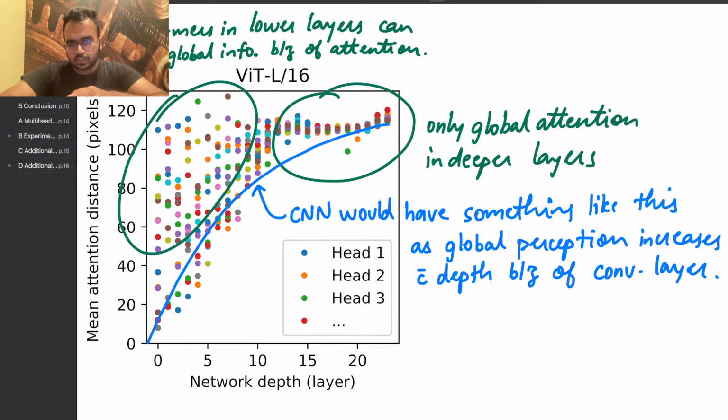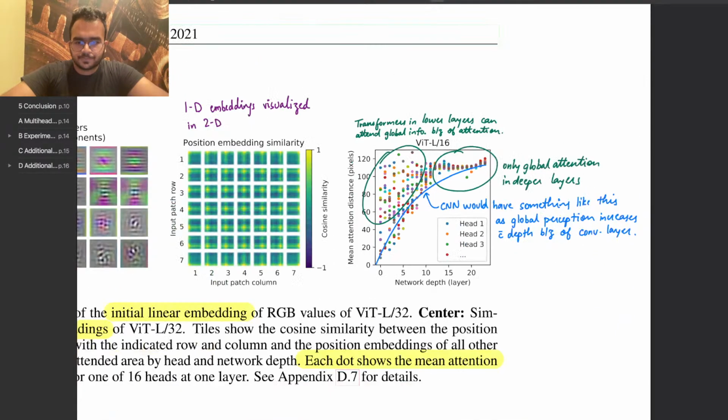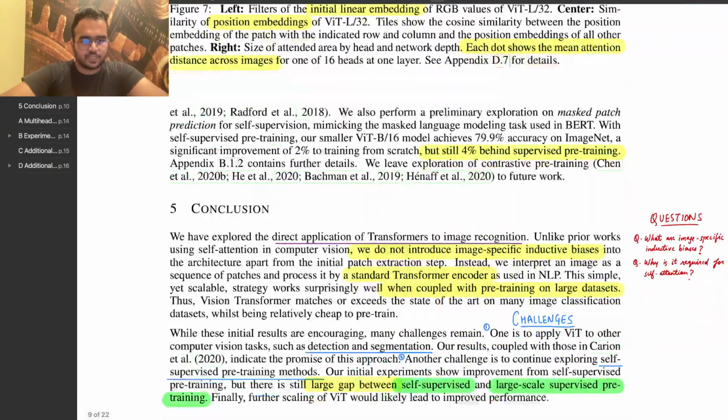One of the reasons is that every single patch is able to attend globally, even in the initial layers, which CNNs can't, right? So that's pretty fascinating that we are able to see that.